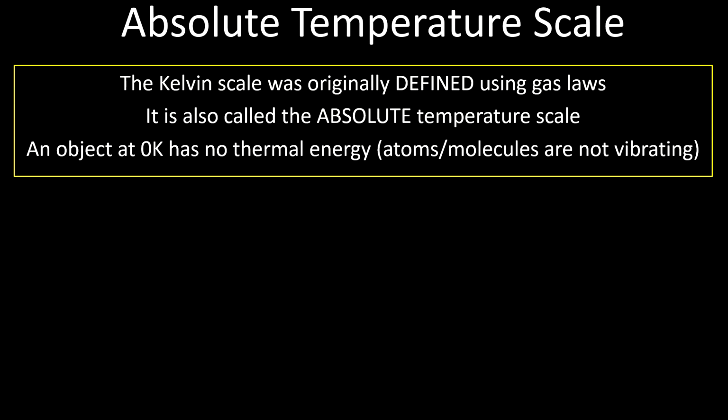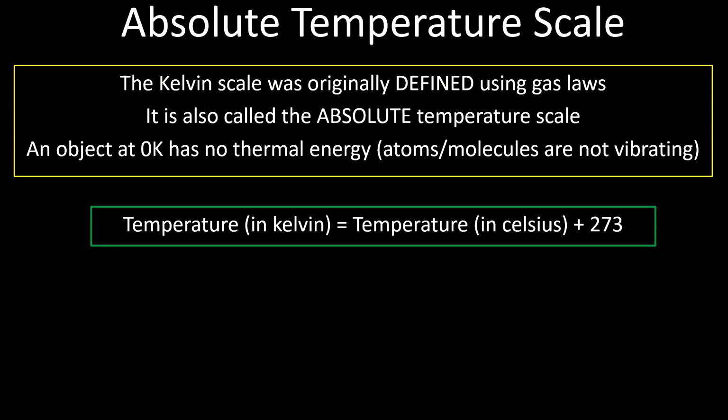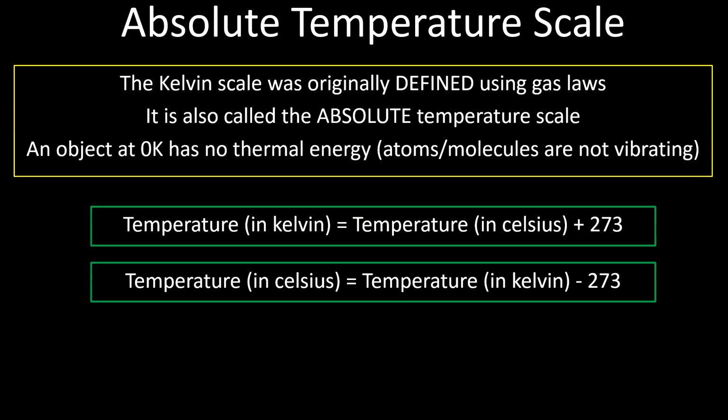This is basically originally defined by using the gas laws, but its modern interpretation is that at absolute zero, a gas would have basically no useful thermal energy. So you can't extract any more energy from the gas when it's at absolute zero. Effectively, it's minimum. To convert from a temperature in Celsius to a temperature in Kelvin, all we need to do is add 273 onto the Celsius temperature. And to go the other way, we just take our temperature in Kelvin and subtract 273 to get a temperature in Celsius.